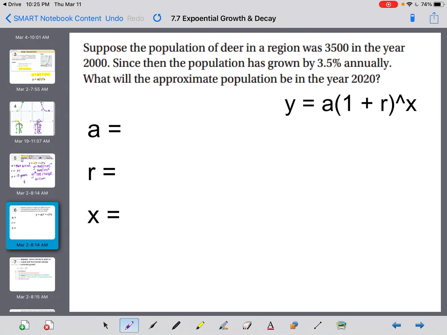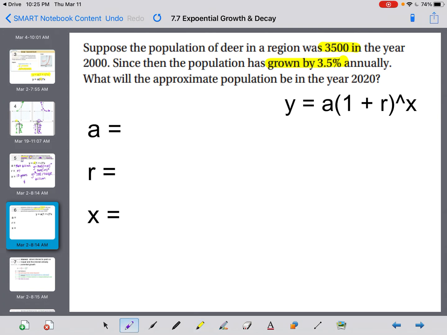All right, next example. Suppose the population of deer in a region was 3,500 in the year 2000. Since then, the population has grown by 3.5% annually. What will the approximate population be in the year 2020?